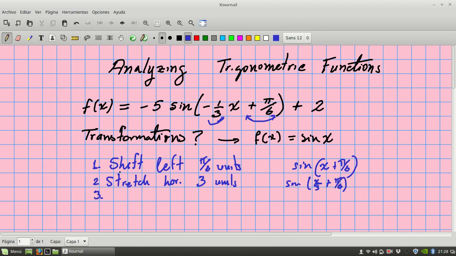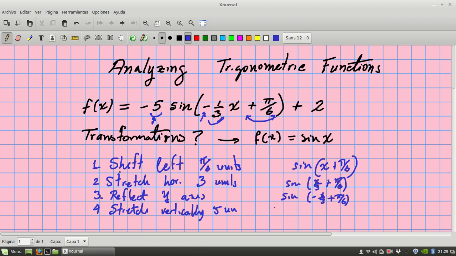Then the next step is related to this negative sign, that is just a reflection about the y-axis. Okay, so the parent function becomes sine of (minus x/3 plus pi/6). And now we're going to focus on this 5, that is a stretch vertically 5 units. So it becomes 5 sine of (minus x/3 plus pi/6).